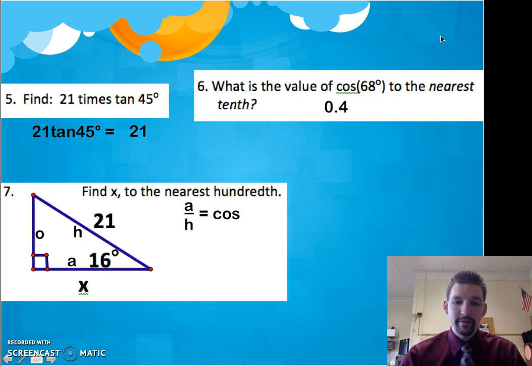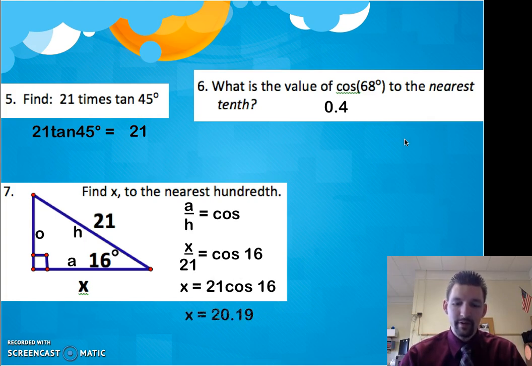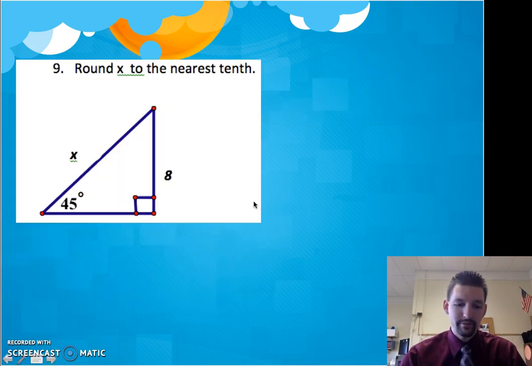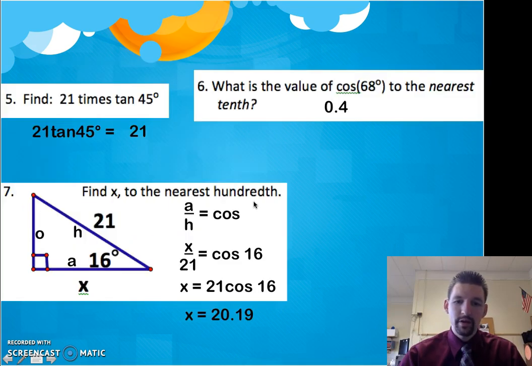So if I plug in everything that I know, my adjacent is x, my hypotenuse is 21, and then I'm going to do cosine of 16 degrees because that's the angle that I'm working with right now. So from here, if I had written this as cosine 16 over 1, I could go ahead and cross multiply that and get x equals 21 times the cosine of 16. And when I plug that in my calculator and round it to the nearest hundredth, I end up with 20.19.